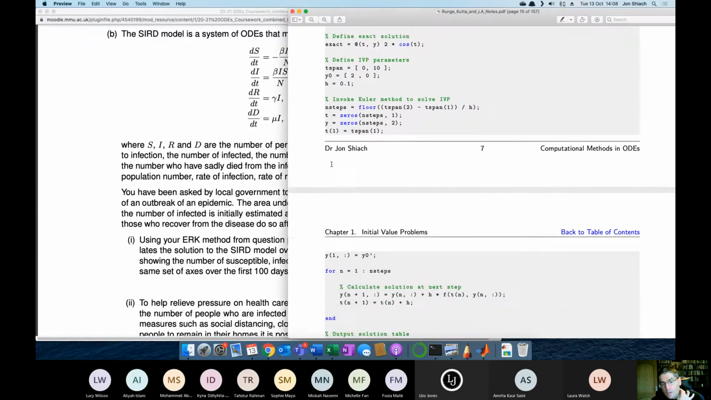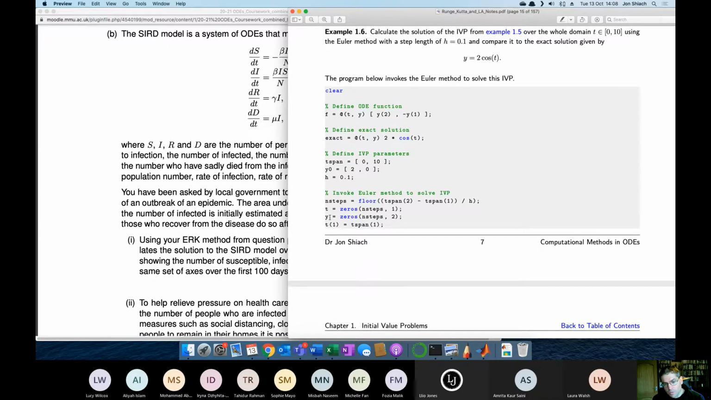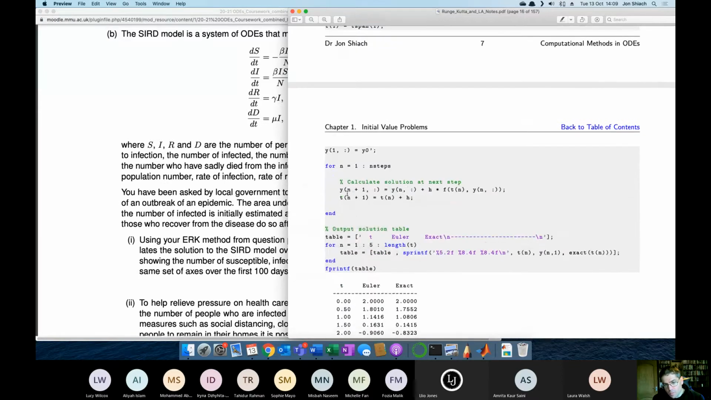In terms of programming, in this example in the notes, which is example 1.6, we had 2 columns for our y matrix, so we had n steps by 2 columns. The reason there are 2 columns is we had 2 elements in our y array and our f array. You'll have 4, so you'll need 4 columns, so that number there will need to be 4. And note that wherever we call the y array, we have to call the whole row. Ordinarily for a single equation that would have just been y and n in brackets, but here I'm calling the nth row of that.